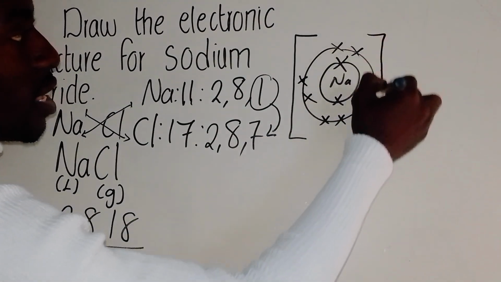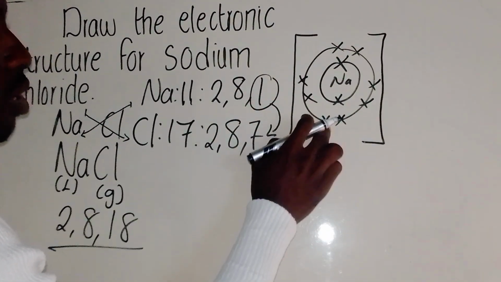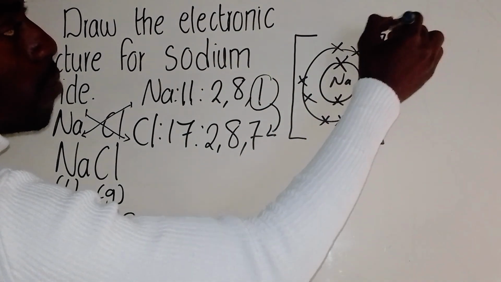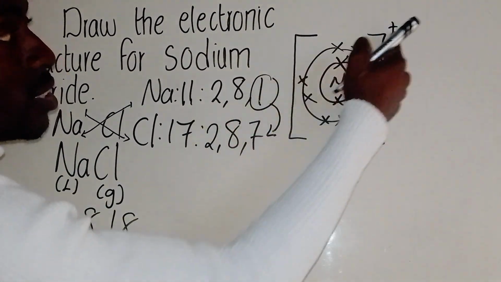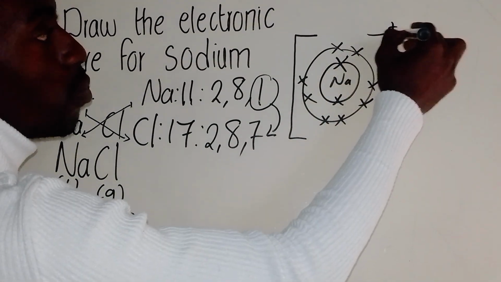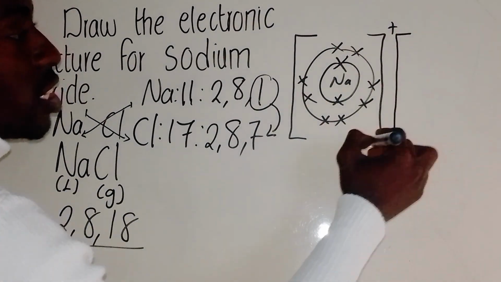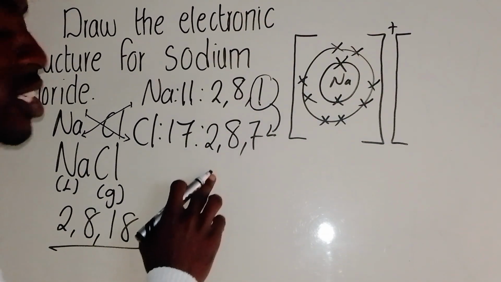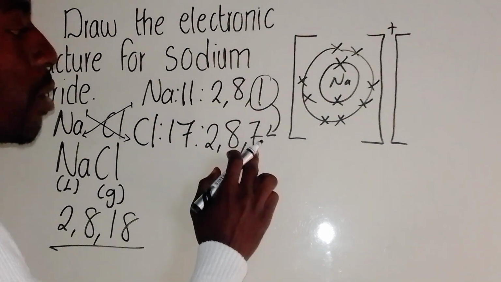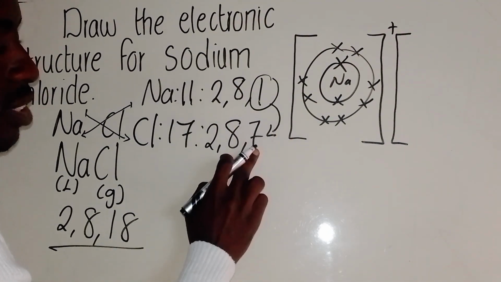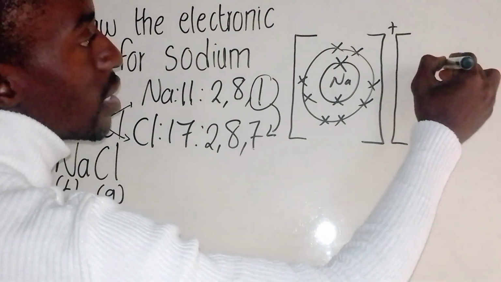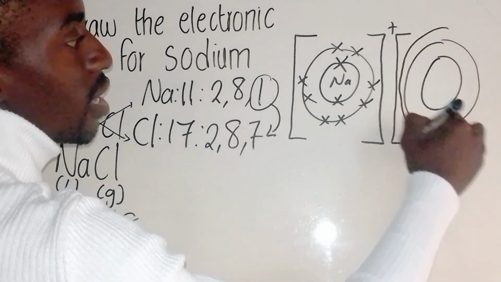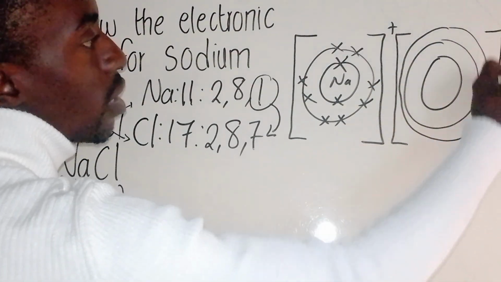Now this is the shell structure for sodium. The electron which has been lost, you put a plus, which means this one is a positive ion. Then you draw another structure, this time for chlorine. How many shells are there? 1, 2, 3. The 1 electron should be given to the 7 there. So we draw like this. I hope you are following.